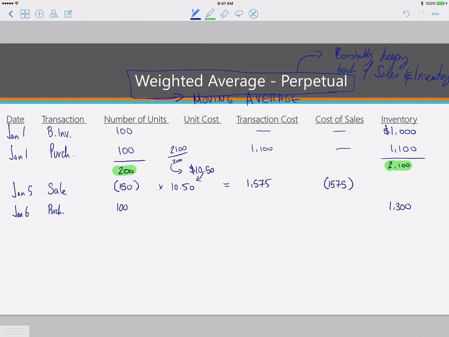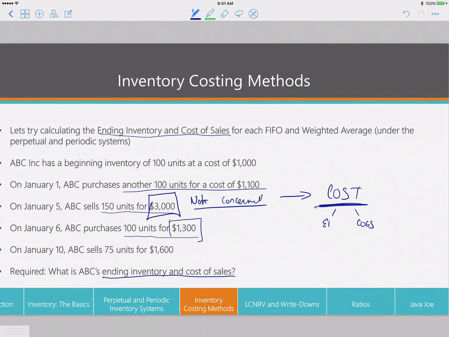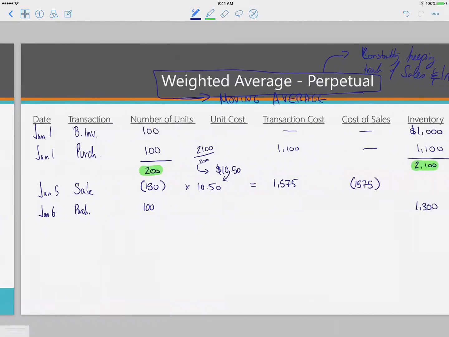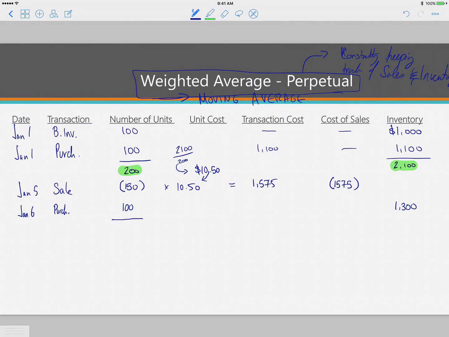Now we don't take an average just yet. We're going to take a look. And okay, January 10th, we sold 75 more units for $1,600. So what we're going to do is we need to figure out what we have left in our inventory. So we started with 200, right? So we're not concerned with what happened before the last average. We're just going to go from the most recent time we took an average. So we have 200 less 150, which gives us 50, plus 100. So we have 150 units.